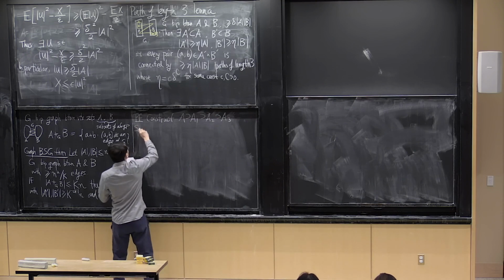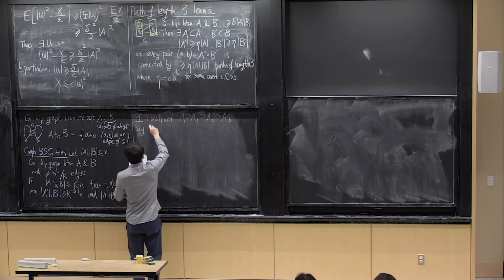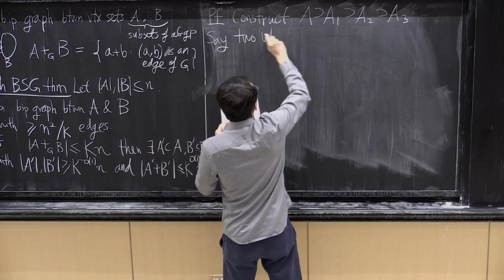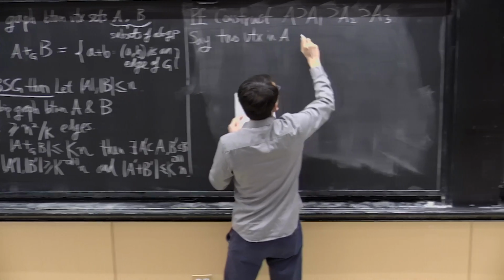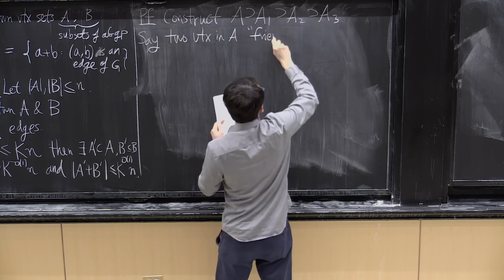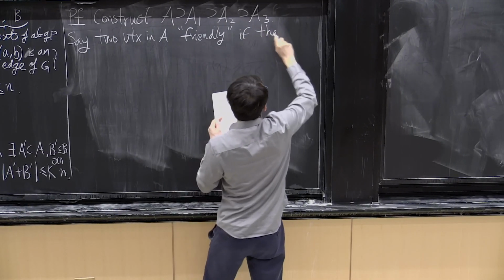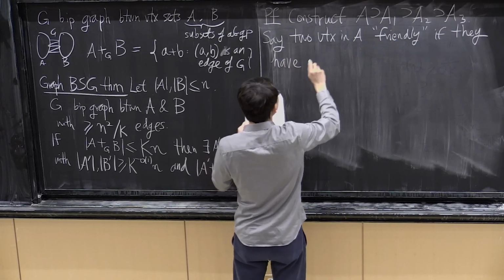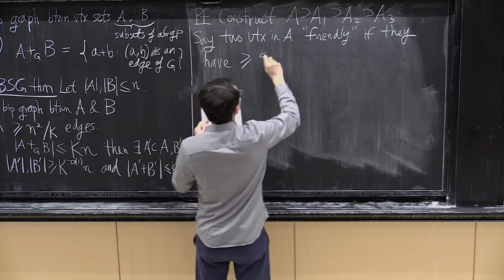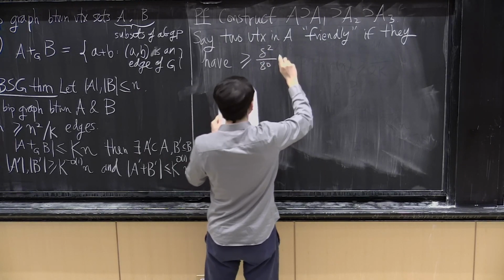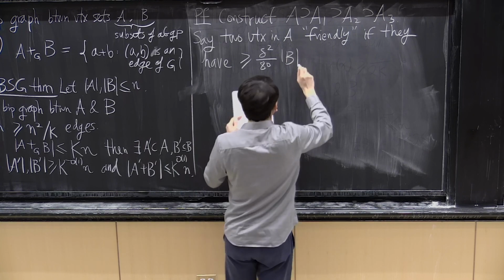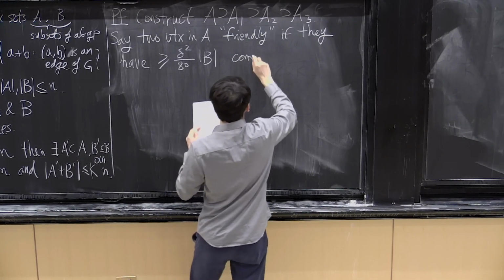Let's call 2 vertices in A friendly if they have lots of common neighbors. And precisely, we're going to say they are friendly if they have more than delta squared over 80 times the size of B common neighbors.